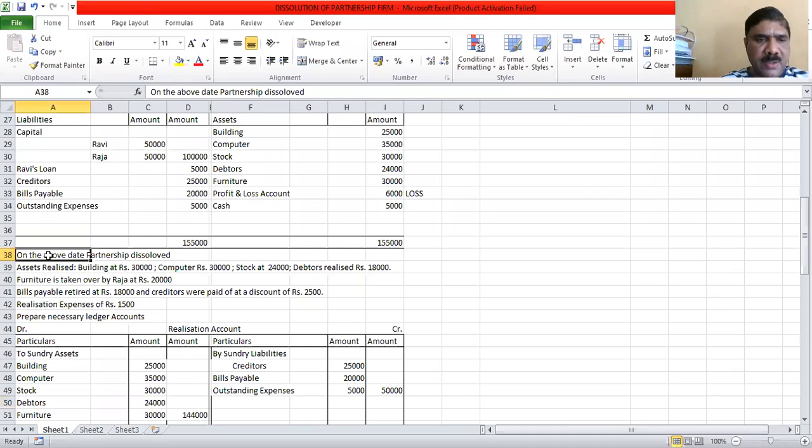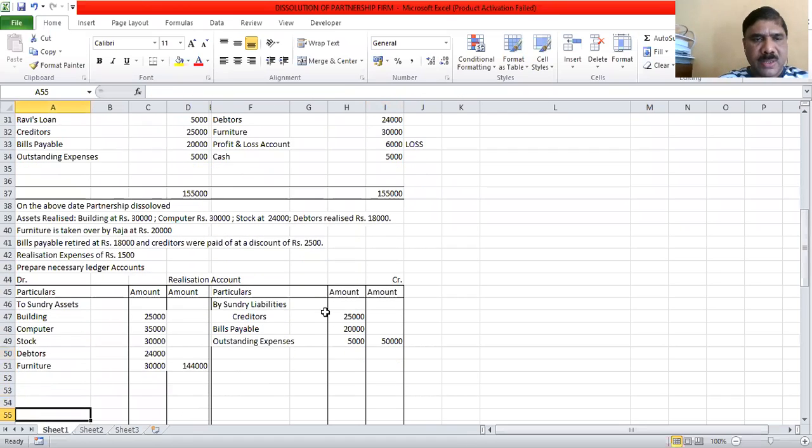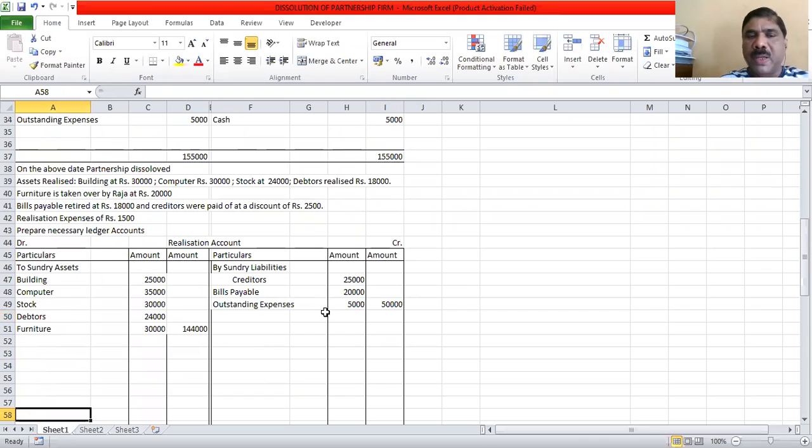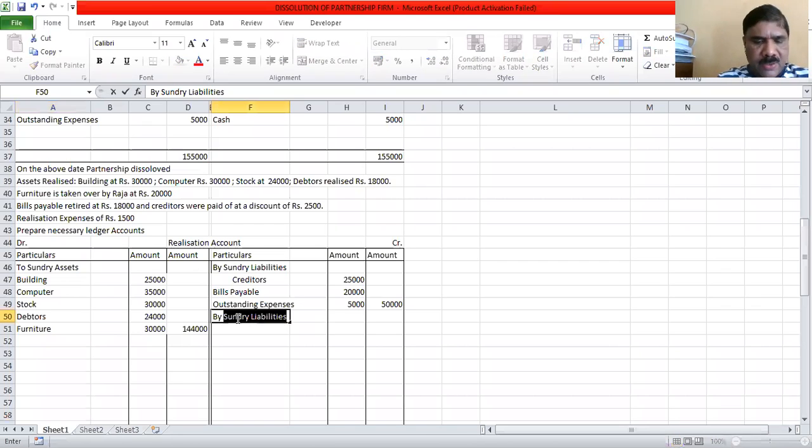Now, first case: on the above date, partnership is dissolved. The assets realized. Realized means sold. When you sell an asset, what do we get? Cash. So cash account should be debit, and credit will be given to realization account. For this I will write cash account.